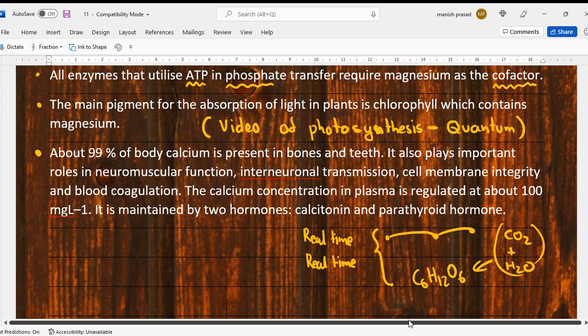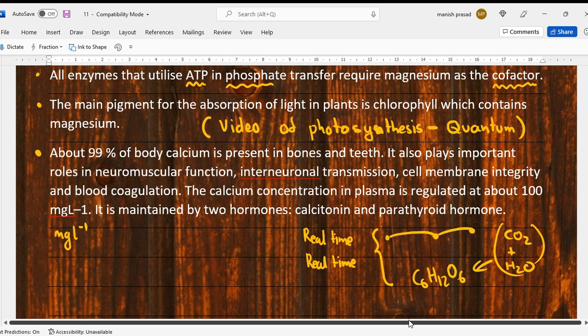Okay, now Chirag, the last one, beta. About 99% of body calcium is present in bones and teeth. It also plays an important role in neuromuscular function, interneural transmission, cell membrane integrity, and blood coagulation. The calcium concentration in plasma is regulated at about 100 mg/L. That is, milligram per liter.